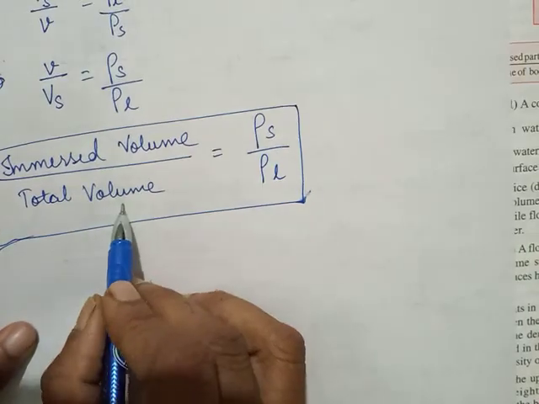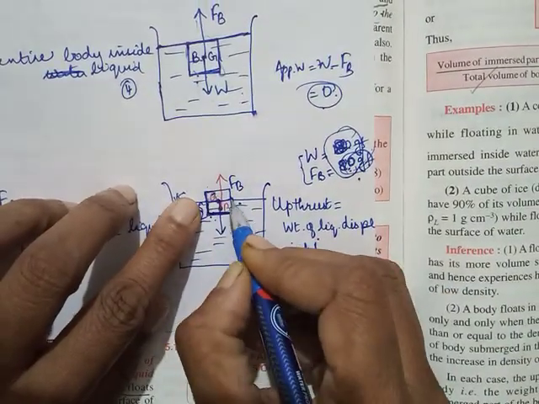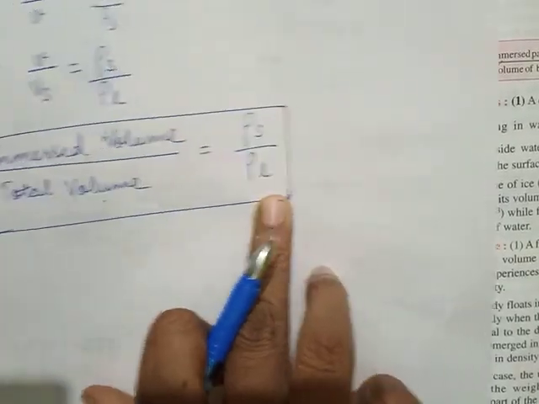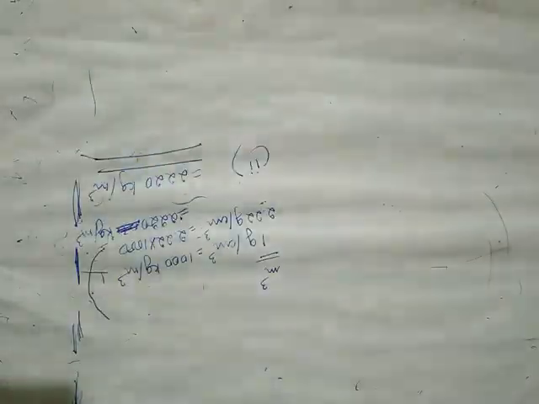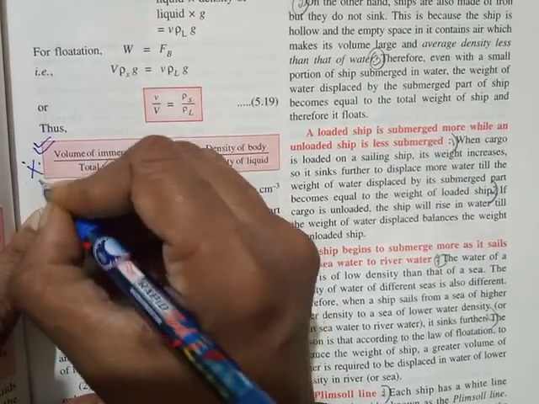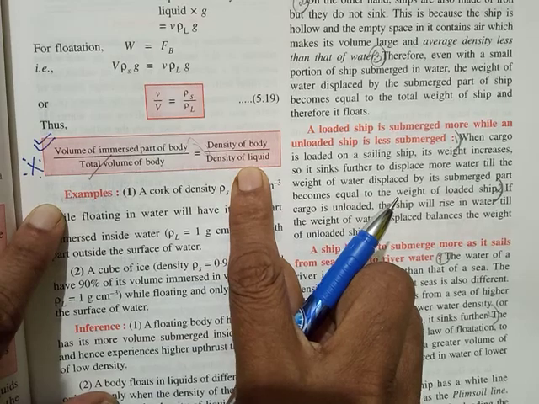So from the principle of flotation, the expression that I can receive is immersed volume upon total volume is equal to density of solid upon density of liquid. So in this diagram, the ratio of this volume upon this volume is equal to density of solid upon density of liquid. So this is the conclusion from the principle of flotation. Volume of immersed part upon total volume is equal to density of solid upon density of liquid.